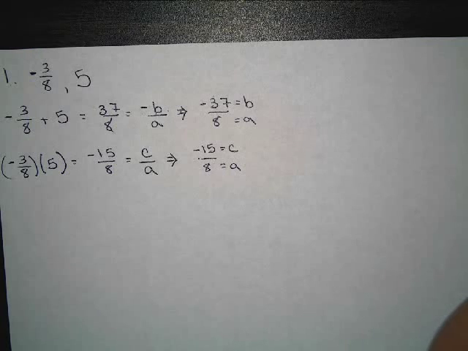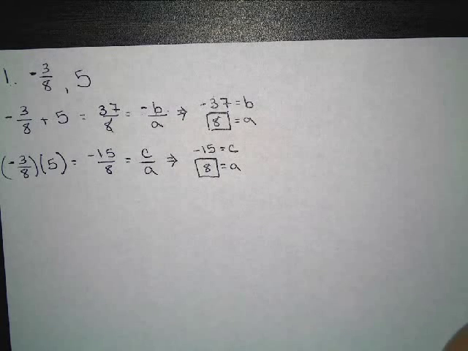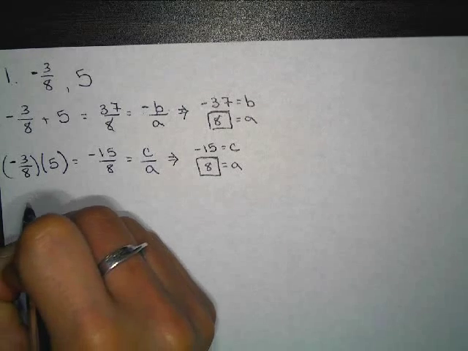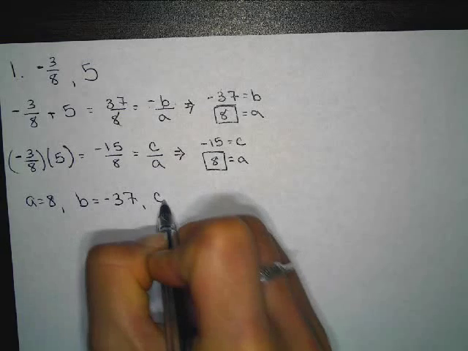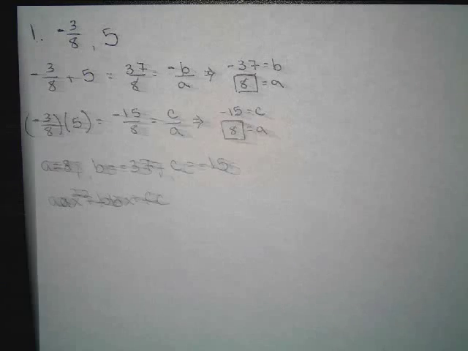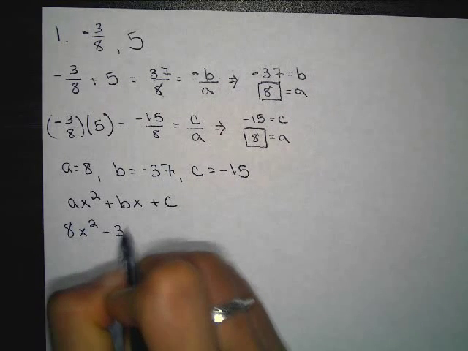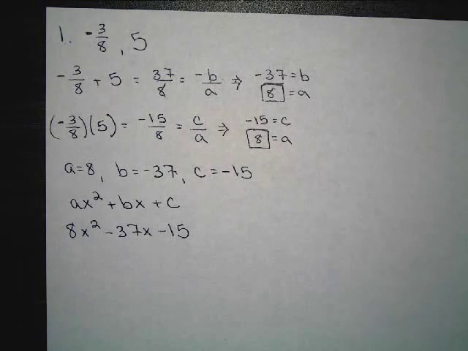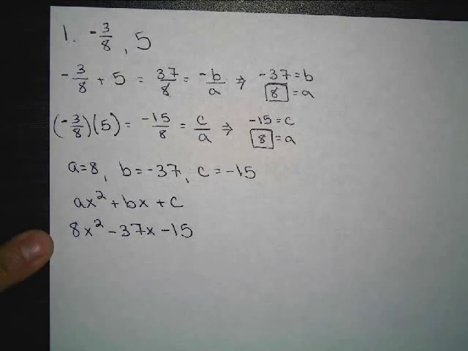So we found the sum of the roots, we found the product of the roots. Now what we need to do is make sure that our a value is the same on both of these. So these are both 8, which is good, so we don't need to do anything there. So now we'll just write this out. A is 8, b is -37, and c is -15. And you should remember that the general form of a quadratic is ax squared plus bx plus c. So all I'm going to do is substitute those numbers in now. So I have 8x squared minus 37x minus 15. So this function has roots of -3/8 and 5. And given those roots, we were able to work backwards and get our function here.